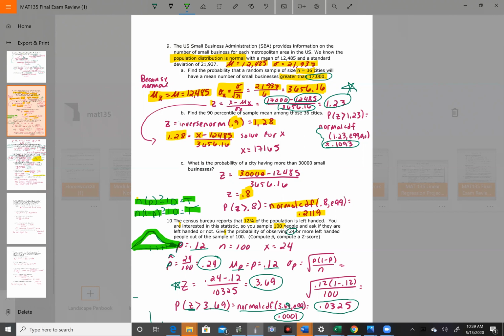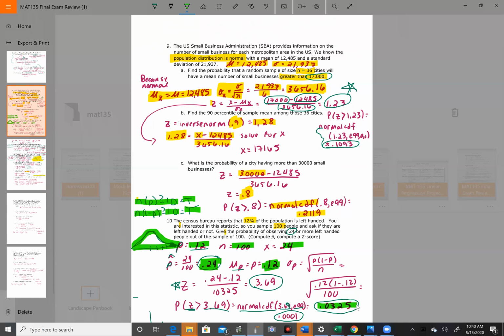Give the probability of observing 24 or more left-handed people out of the sample of 100. So our original p is 0.12, our n is 100, our x is 24. That means our p hat, what we are trying to find out, is the probability that 24 out of 100 people will be left-handed, and that ends up to be 0.24. That's what we're checking for. Our original probability, because it's a normal curve, is 0.12. Our sigma, our new standard deviation, following the formula, is 0.0325.